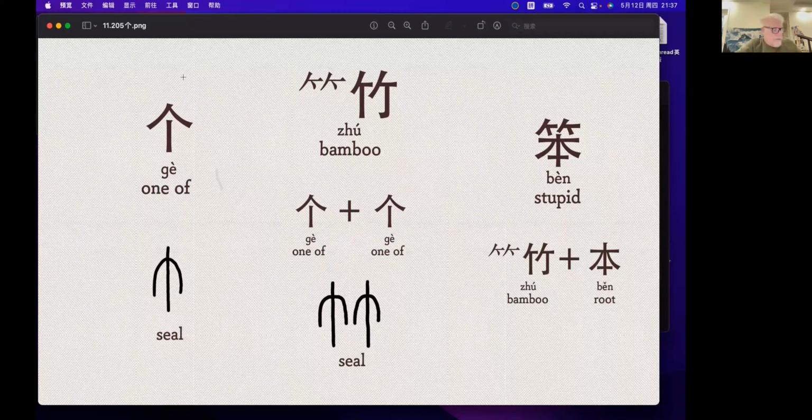Most in Chinese, you'll see many characters that have a bamboo on top. Most of the time, these characters are related, clearly related to bamboo, but sometimes they're not. Until you think for a while, what does stupid have to do with bamboo? And we remember that in ancient China, in order to read, you had to read bamboo slats. So someone who could not read bamboo slats was considered stupid.